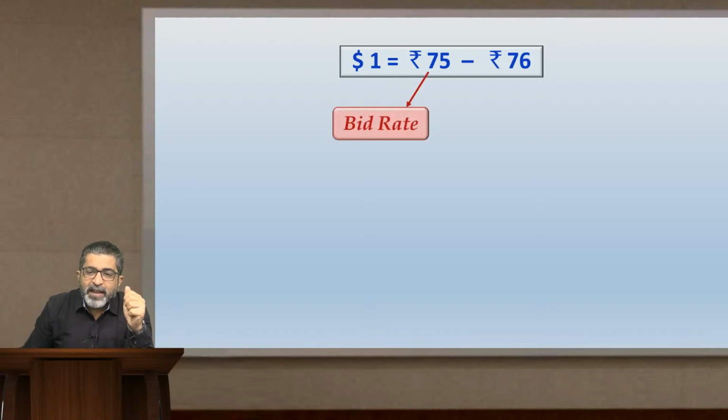So 75 in this example is a bid rate. Now what is the meaning of bid rate? Bid rate is the rate at which the bank or authorized dealer will buy the currency and the customer will sell the currency.